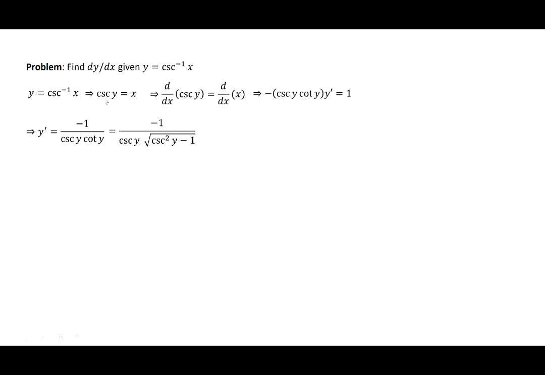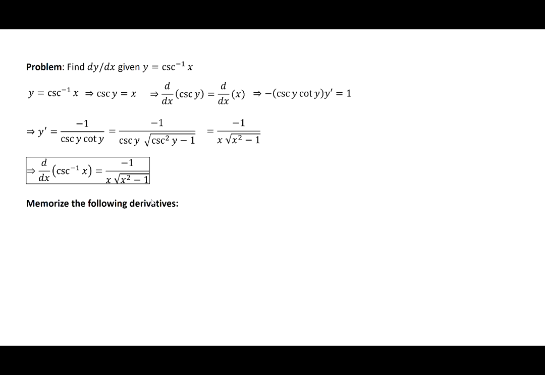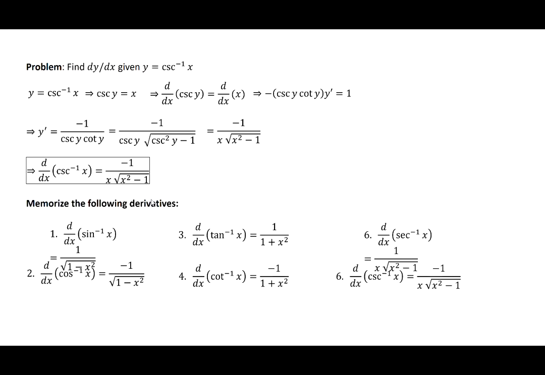So what should you do? Draw a right triangle where cosecant y equals x. So the hypotenuse would be x, the opposite would be 1, and the adjacent leg would be square root of x square minus 1. And so we end up with the negative 1. Okay. So d dx of cosecant inverse x, folks, is negative 1 over x times square root of x square minus 1. And you got to memorize all these derivatives.